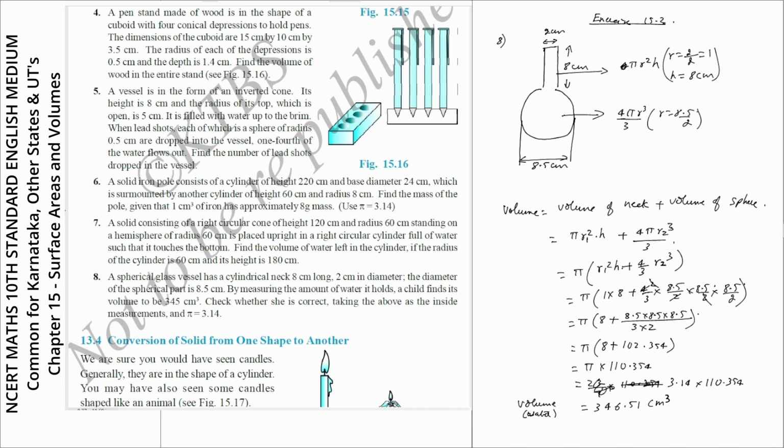So what's the question? Check whether the child is correct. So the child is wrong. The child got 345 centimeter cube as the answer. Okay, the child is wrong. And that completes this problem and this exercise.